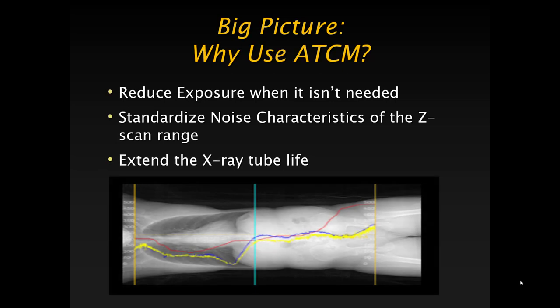So why are we using this automated tube current modulation? Well, for one, we can reduce exposure when it isn't needed, right? We can standardize the noise characteristics in the entire Z range, and we can extend the X-ray tube life to maintain uptime and facilitate efficiency in our operations.